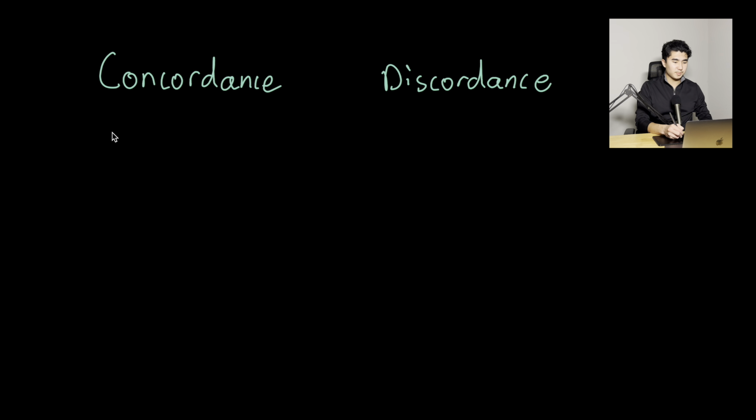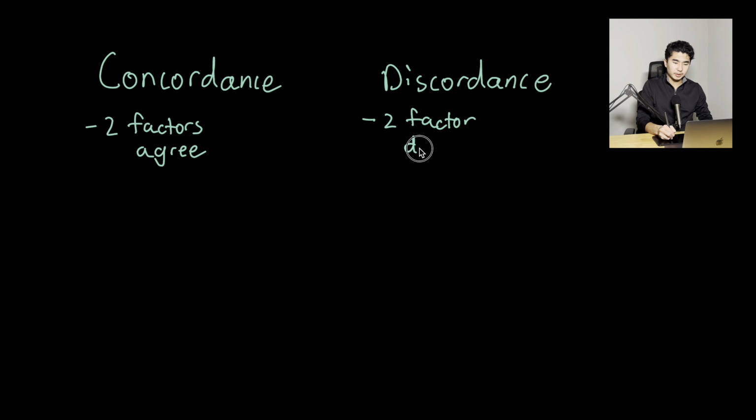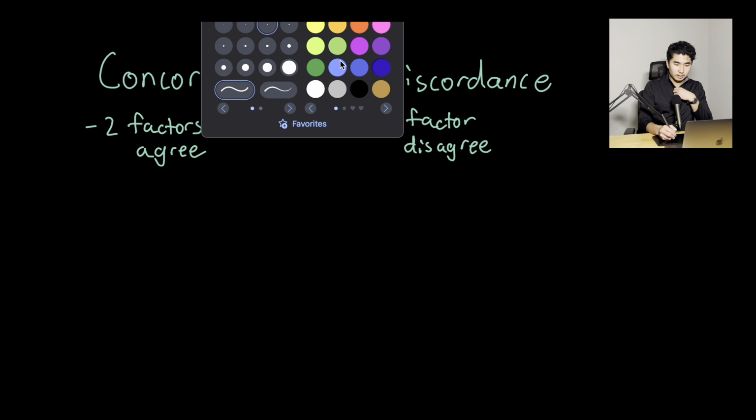And this is when the terms concordance and discordance come around. So to put this in layman's terms, concordance is when two factors agree with each other, and discordance is when two factors disagree with each other. So an example of this would be LDL-C and the number of LDL particles. So let me actually write that real quick.